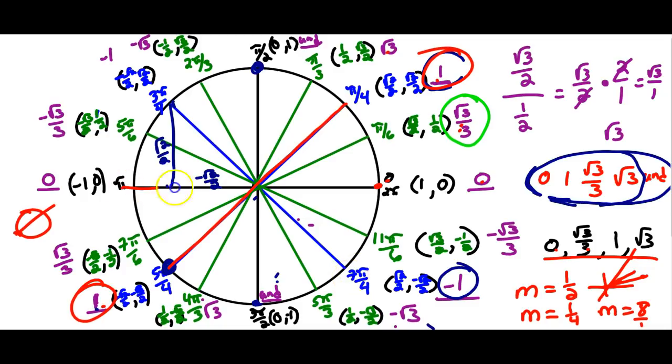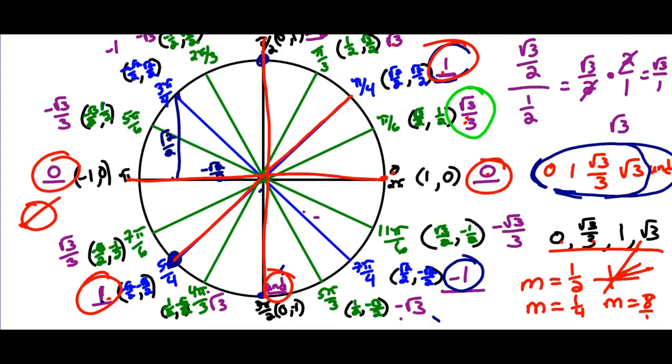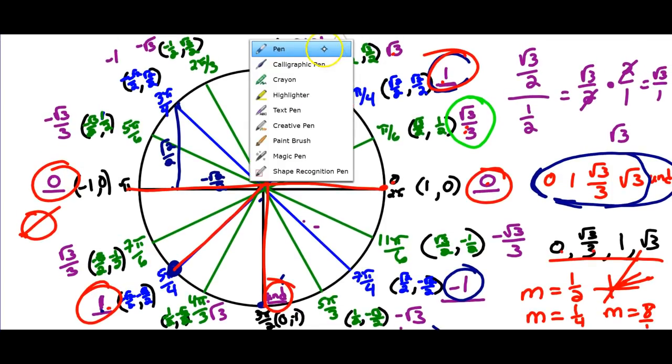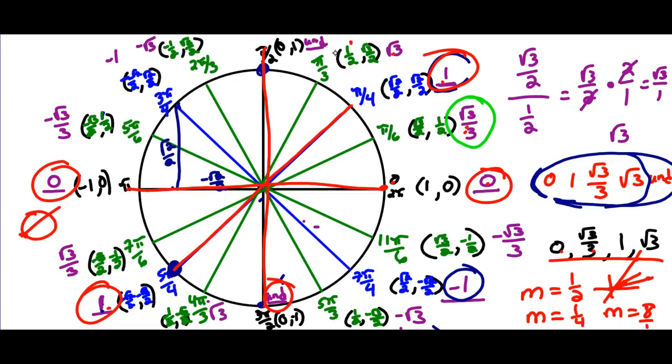We know that if it's completely horizontal, our slope is 0. If it's completely vertical, our slope is undefined. Whoops, move the whole screen. So those should be quick ones to get: the 45-degree angles, horizontal line, vertical line. Pretty easy slopes to come up with.